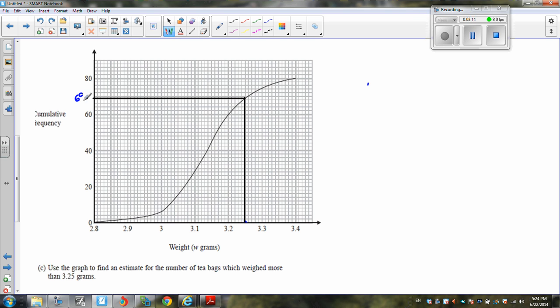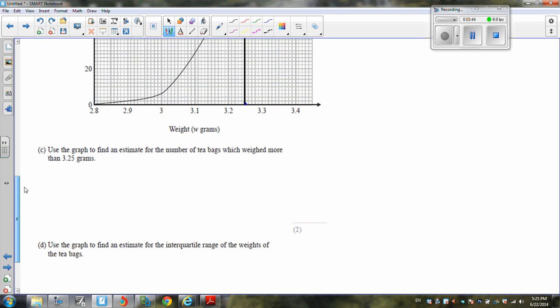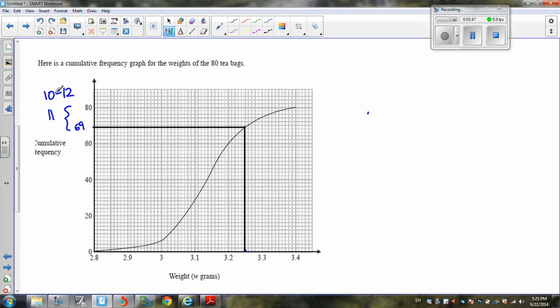but that is not the number of tea bags that weigh more than 3.25 grams. The 69 here is the number of tea bags which weigh less than 3.25 grams, because cumulative frequency tells you the number of items which weigh less than a particular value. So if we want to know how many tea bags weigh more than 3.25 grams, it's going to be these ones up here, or the last few, which is the difference between 69 and 80, which is 11. Now, depending on how you read this off the graph, somewhere between 10 and 12 is fine.